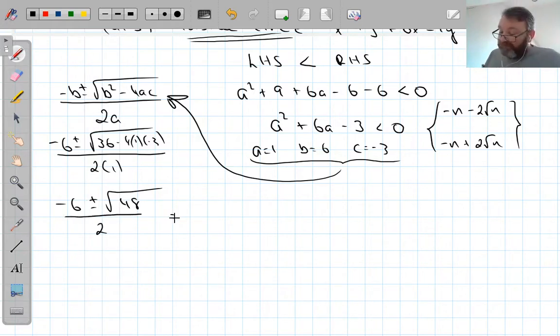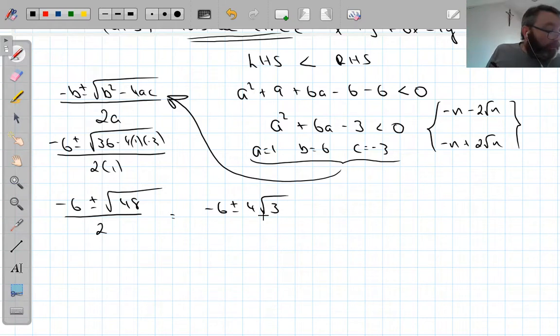Which means the two answers I have, if you remember what we said about this already in terms of the square root of 48, if you just tap the square root of 48 into your calculator, it'll simplify it for you down to 4 root 3. See that? And that's what you use instead of root 48. So we get minus 6 plus or minus 4 root 3 all over 2.